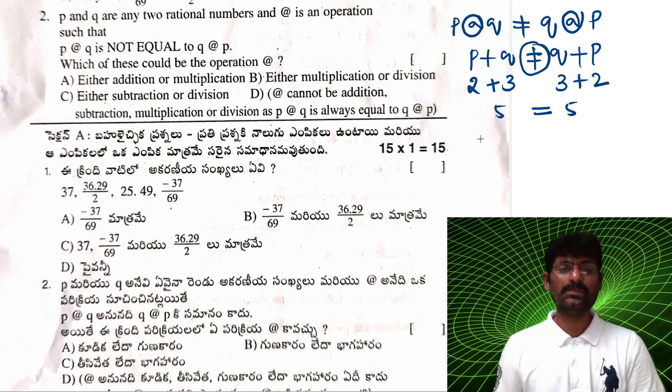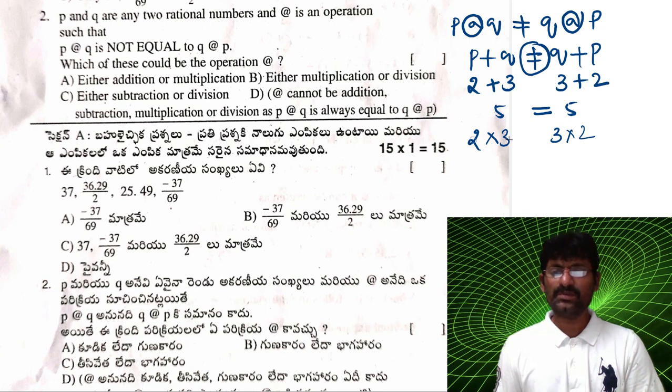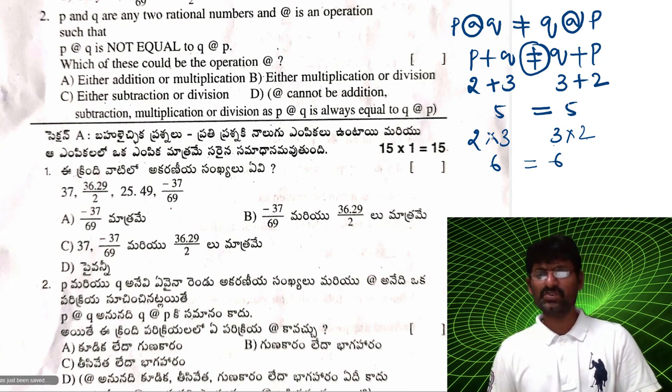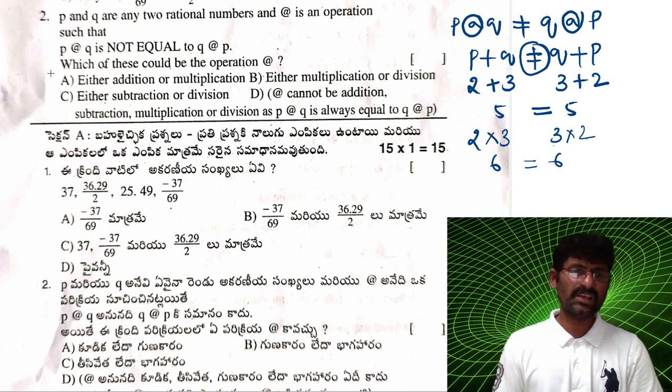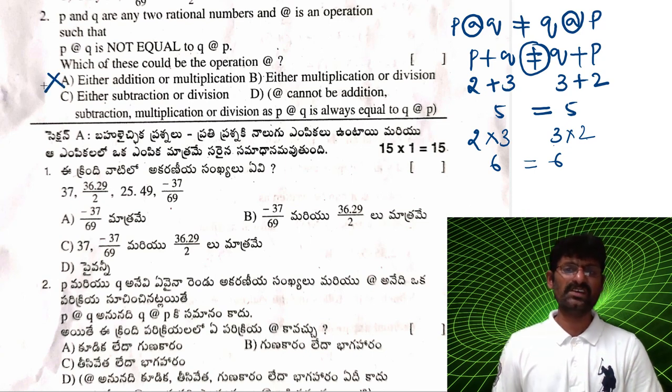Now let us take multiplication. Let us take the same numbers. 2 times 3 and 3 times 2. Are these two equal or not? 2 times 3 is 6. 3 times 2 is also 6. These two are equal. So in the case of multiplication also, this is not correct. So here in option A, either addition or multiplication, we have. So A is not correct. Now let us check option B.